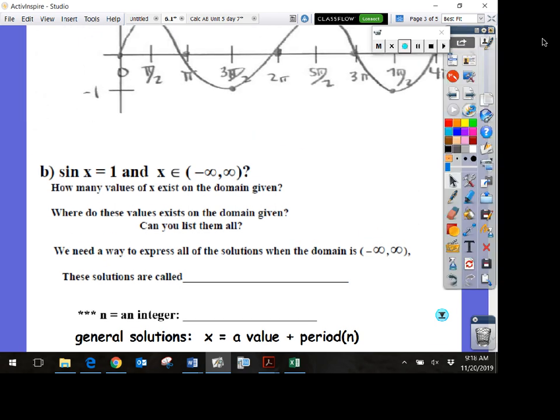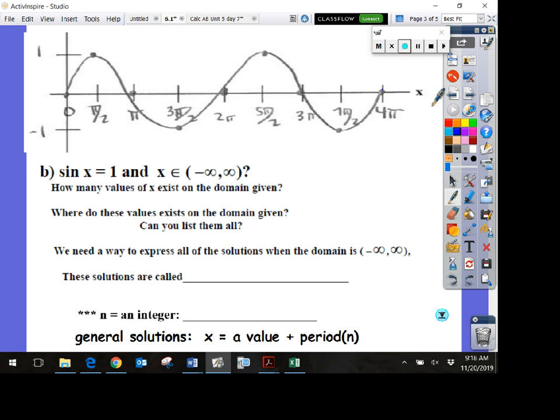Well, remember this keeps going on and on, so it's going to happen right here. It's going to happen right here, and it's going to keep on happening forever and ever. Okay, so how many x values? An infinite number. Infinite number of x values on this domain given. You're never going to stop having x values. So there is no way to physically write all of those down without writing equations.